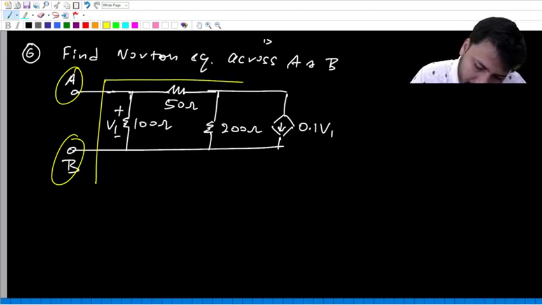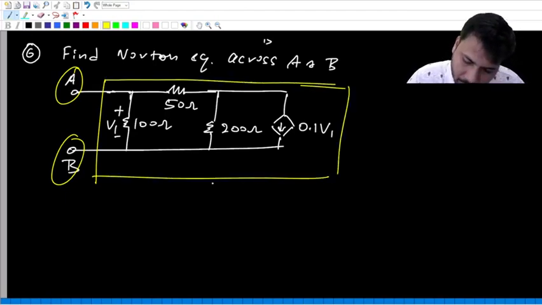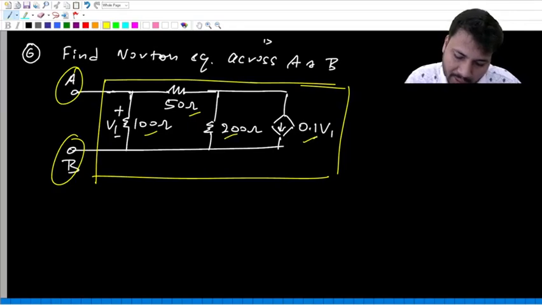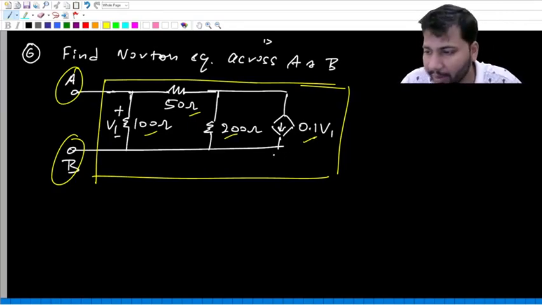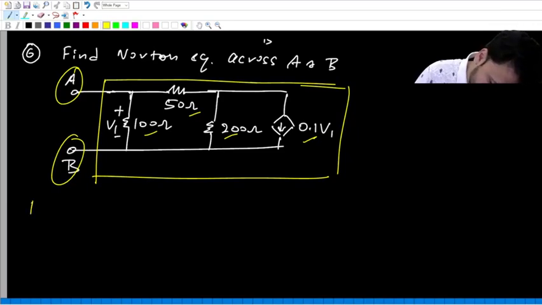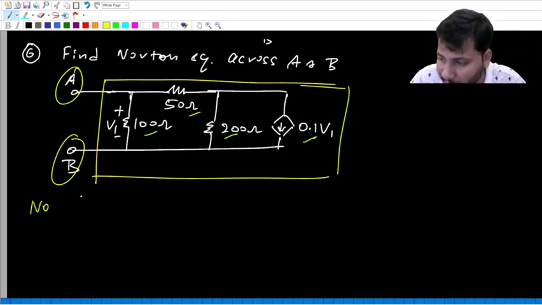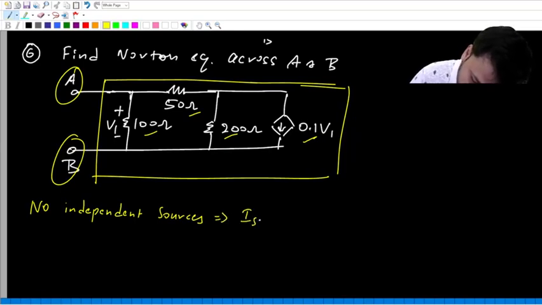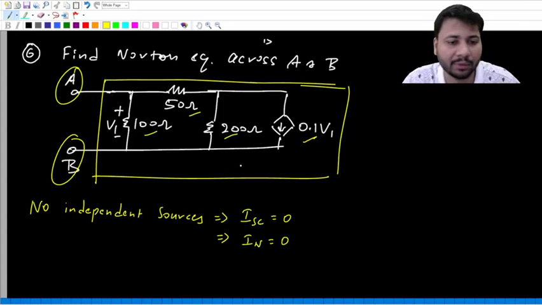Again, if you notice, inside the box, are we having any independent sources? There is a resistor, there is a dependent source, but there are no independent sources. Directly we can say that with no independent sources, the short circuit current is 0. So the value of ISC is 0. That means the value of the Norton current is also 0.